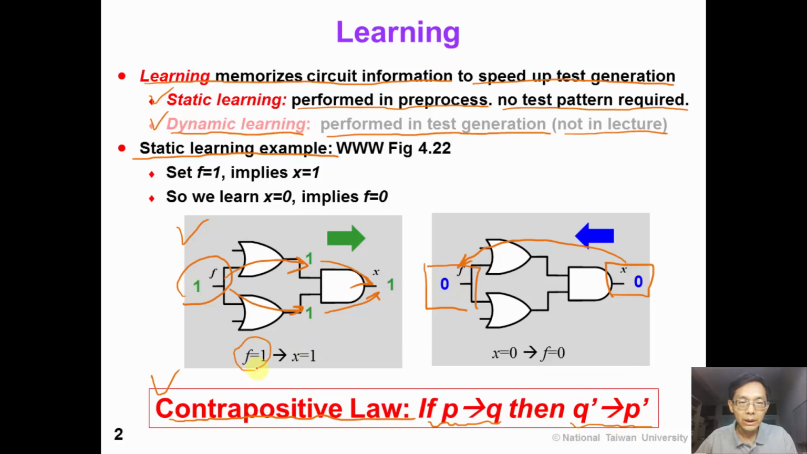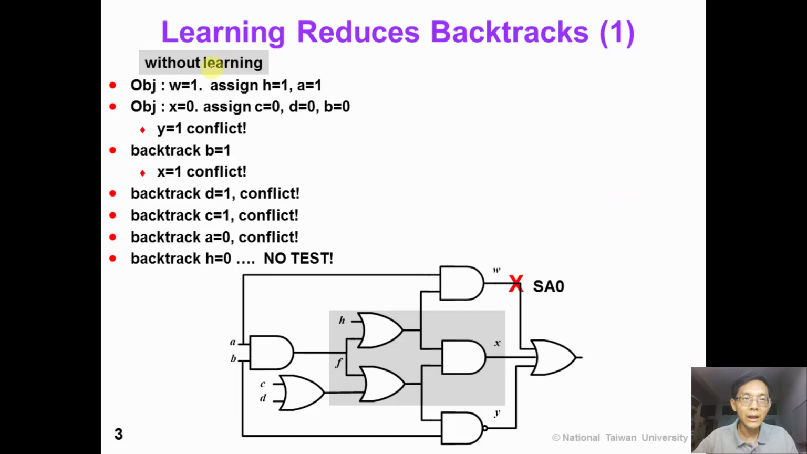In this case, P means f equal to 1, and Q means x equal to 1. So we know that Q prime, which is x equal to 0, implies P prime, which is f equal to 0. This information is very useful for ATPG because this is in the backward direction. Now let's see how the learning technique can help us to reduce the number of backtracks.